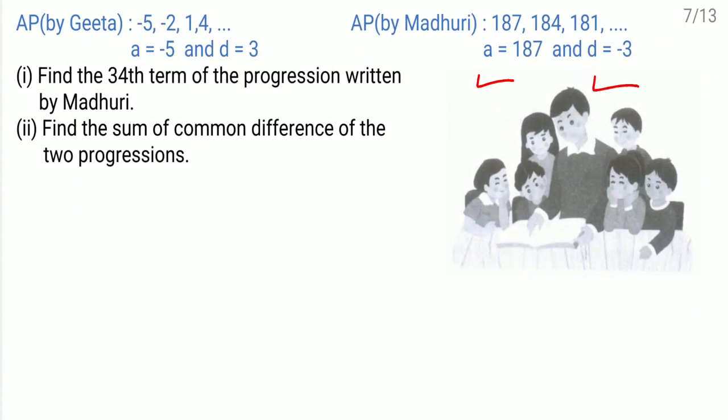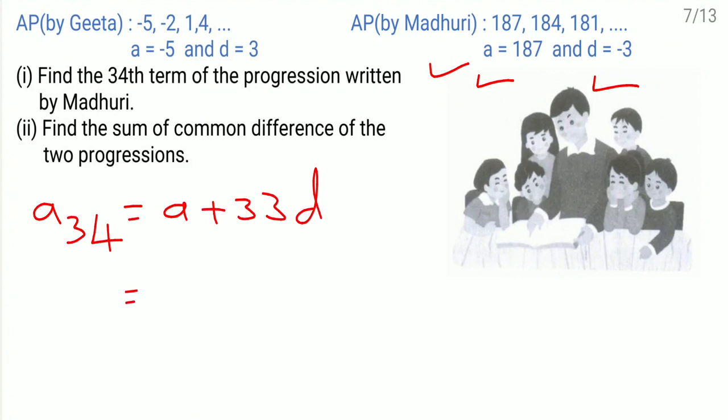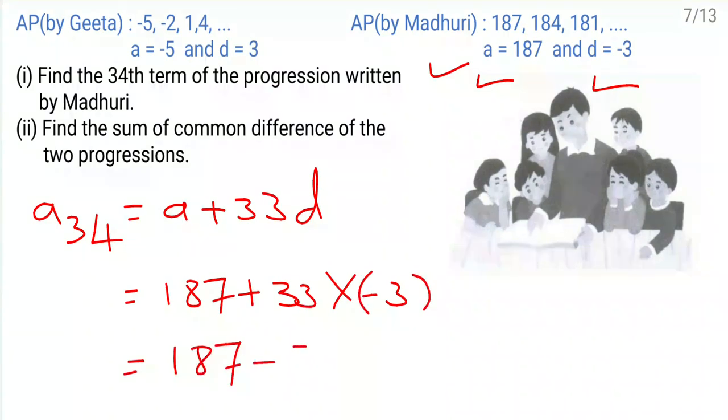They said find the 34th term of the progression written by Madhuri. So here I need to get the 34th term. So I'll write down A34, but remember for Madhuri they are saying. So A plus 33D. So A is 187 plus 33D. Value of D is here -3. Okay. So which is 187 minus 99, which comes as 88. So we got the 34th term of Madhuri's AP.